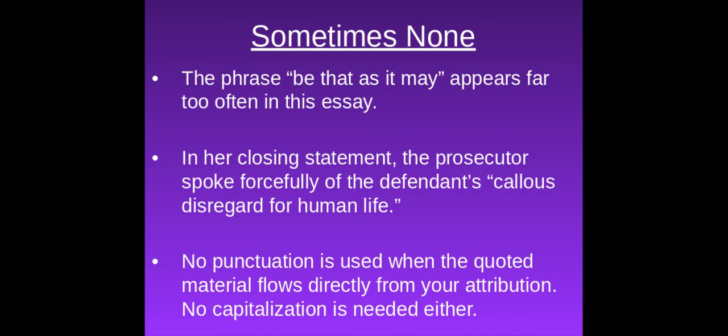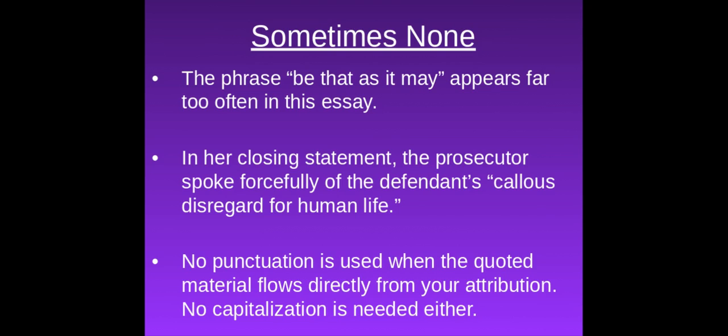All right, notice there's no comma after the word phrase. There's no colon after the word phrase. It just goes right into the quote. And notice as well that there's no capitalization of the word be. Another example, the second bullet point there. In her closing statement, the prosecutor spoke forcefully of the defendant's "callous disregard for human life." Again, no colon, no comma after defendant's, no capital for the word callous. Our period does go inside the quotation marks, but sometimes it doesn't.